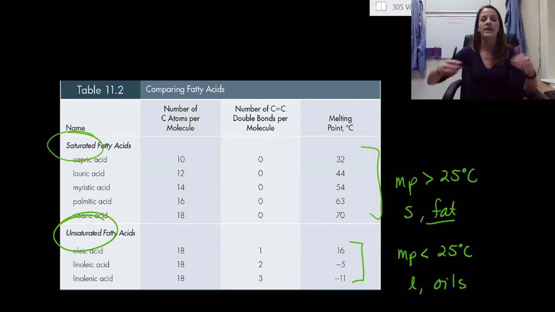Very straightforward. Now, if we don't have that macro observation and you just have a micro observation, or you have that chemical structure, you need to look at it and say, are there any carbon-carbon double bonds? If there are double bonds at all, you're looking at an unsaturated substance, and that's definitely an oil. If there are no carbon-carbon double bonds, then you're looking at something that is likely to be a solid and likely to be a fat.